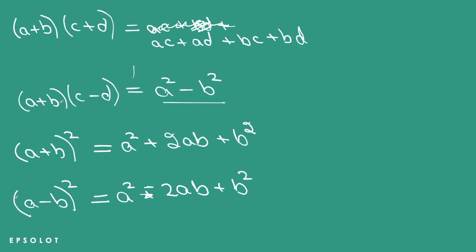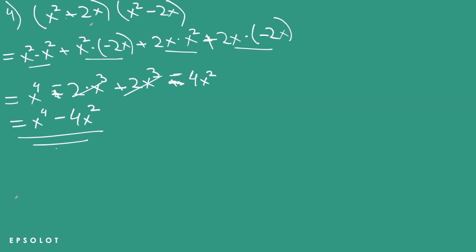On the other hand, if you have a positive and a negative, just like we did right here, then you end up getting a squared minus b squared, which you can see fits exactly, because x squared squared is x to the power of 4 minus 2x, that then gives you the 4x squared.